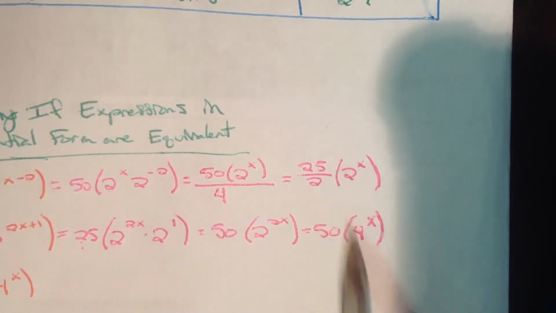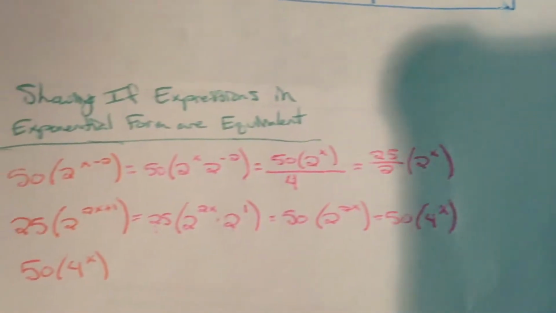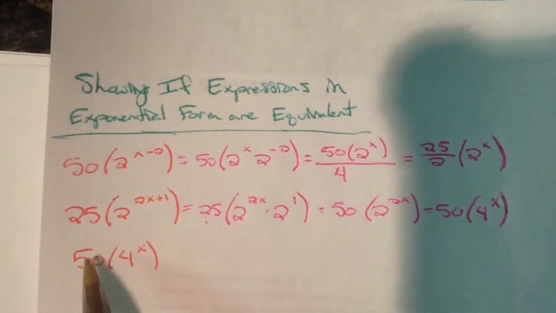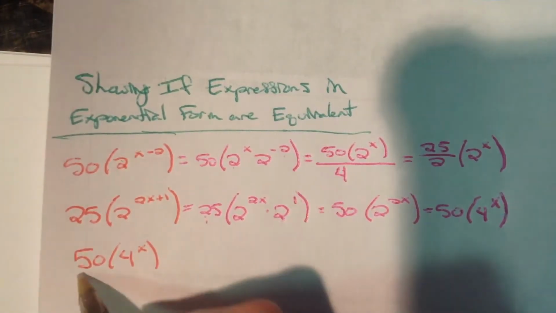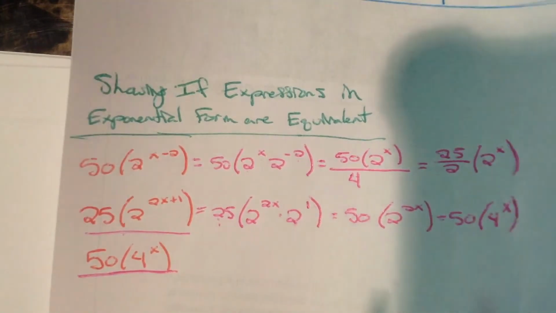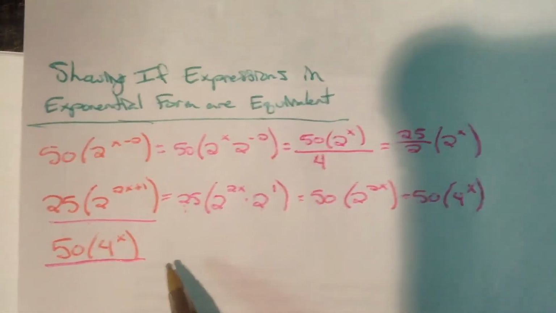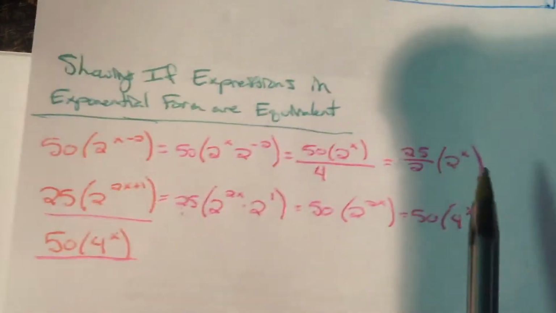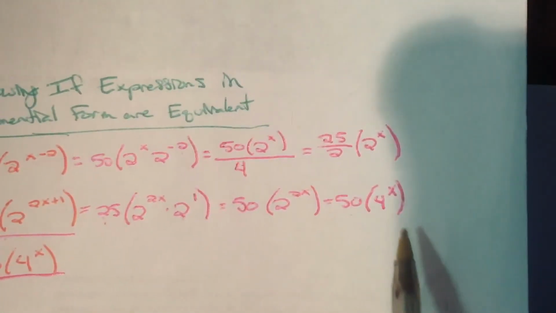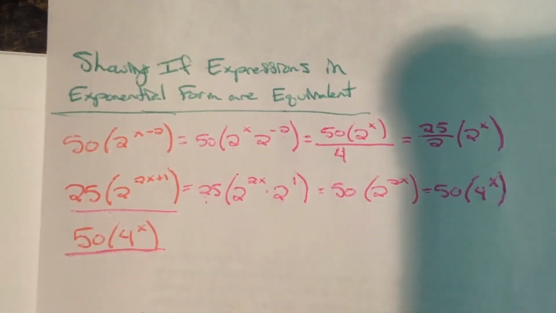Now these two aren't the same. They aren't equivalent. But going on a row, they are. This one, on the other hand, can't simplify. So this is actually the same thing as this, because at the very end we ended up with 50 times 4 to the x, which is the same as the bottom. So this top one is not equivalent to the bottom two, but these two are.